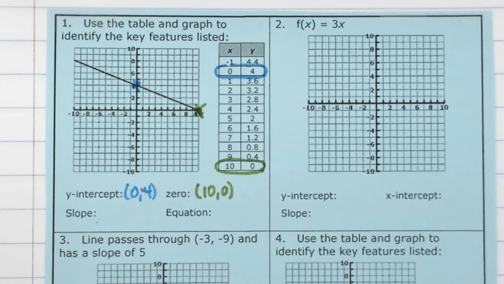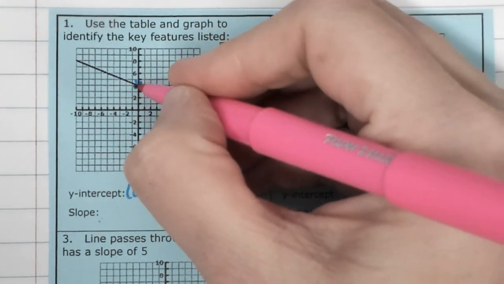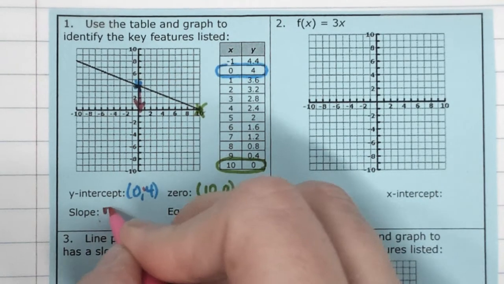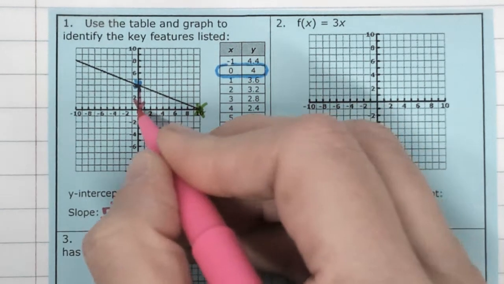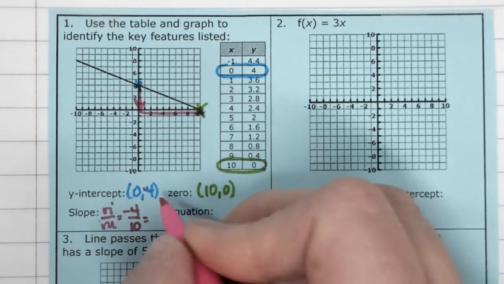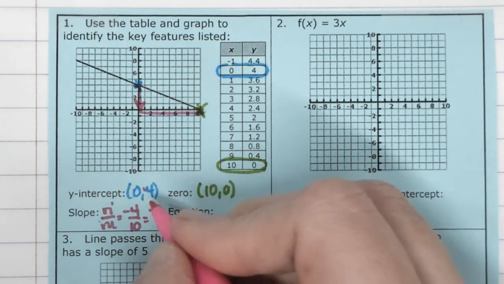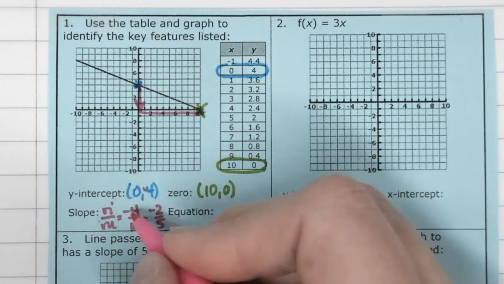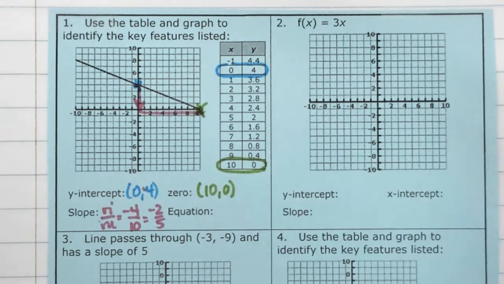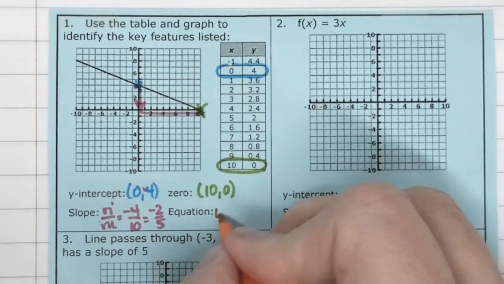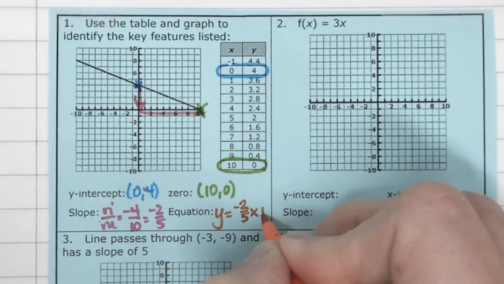All right. The next thing they might ask us to find, again, these are all of our key features, is our slope. So for mine, I'm going to fall 4, and I'm going to run 10, which is negative 2 fifths. Now again, you could put negative 0.4 for this. You could put negative 2 fifths, but you can't put negative 4 tenths because that fraction is not reduced. Okay, so my equation for this one is y equals negative 2 fifths x plus 4.